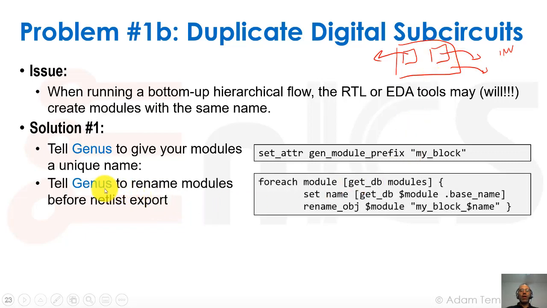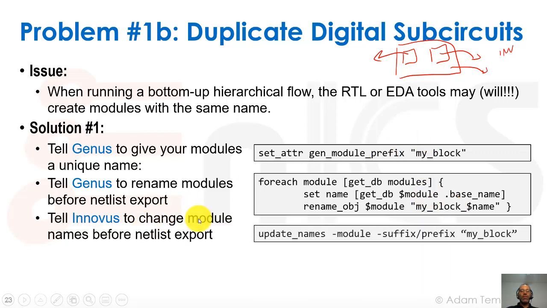Solution number 2 is actually to tell Genus to rename the modules before it exports them. So we can do something like this. For each module, get db modules. It will return all the modules to us, and then rename_object. We'll add this prefix of myblock to each of the modules. If we got our design already synthesized and it already has this stuff inside, we can tell Innovus to change the module names before netlist export. So we do update_names -module -suffix or prefix myblock, and that will change all the names of the modules to have this suffix or prefix. So these are 3 ways that are a bit independent that can be applied to do it.